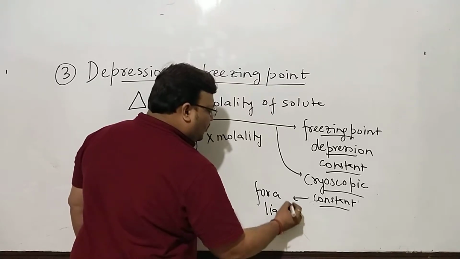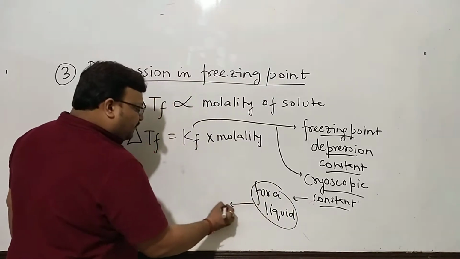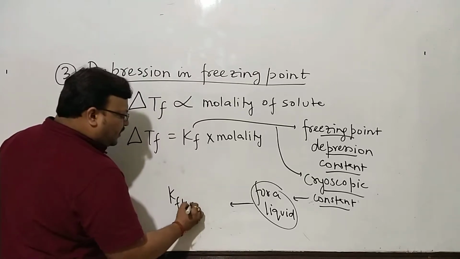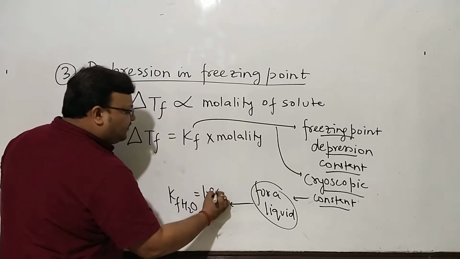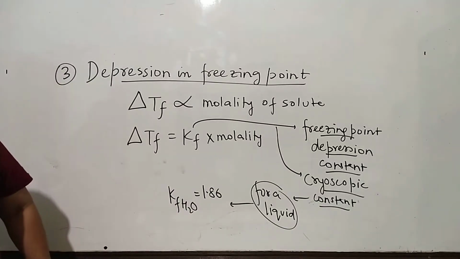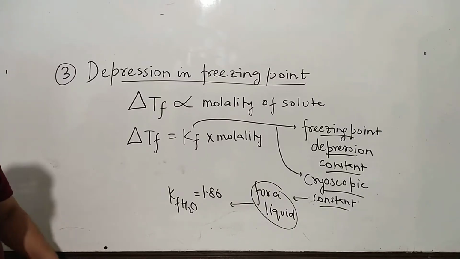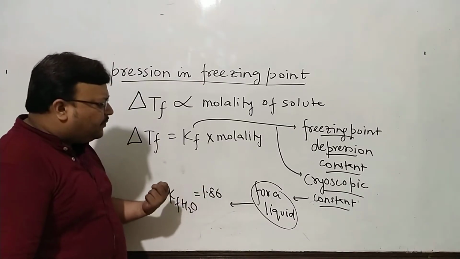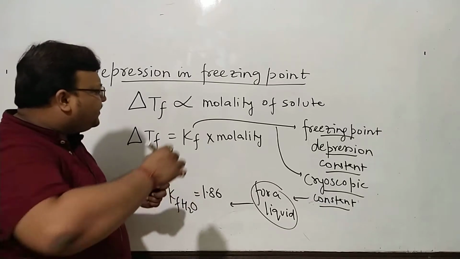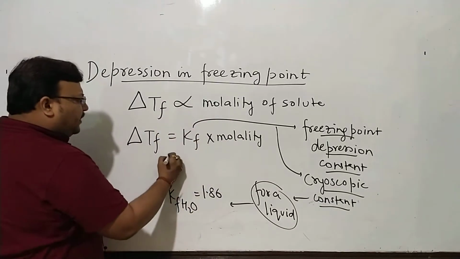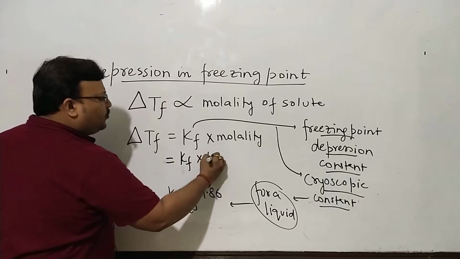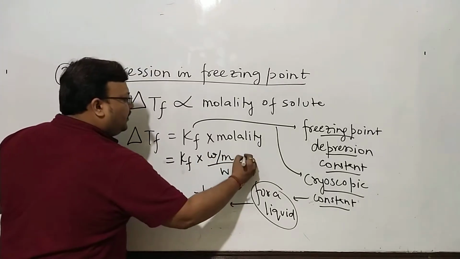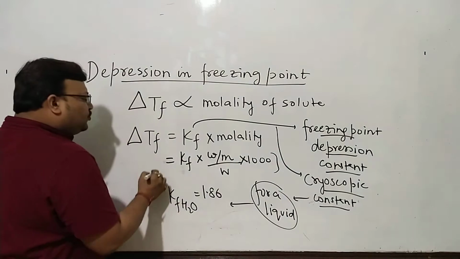Like Kb, this will be constant for a given liquid. For a given liquid, it will be a constant, and for water, Kf of H2O will be 1.86, if I am not mistaken. You'll see this value very often. In different questions, that 0.52, 1.86, they become very common values. For water, it is 1.86, and yet again, you can represent molality as W by M upon capital W into 1000.